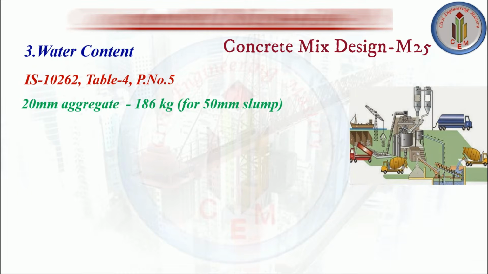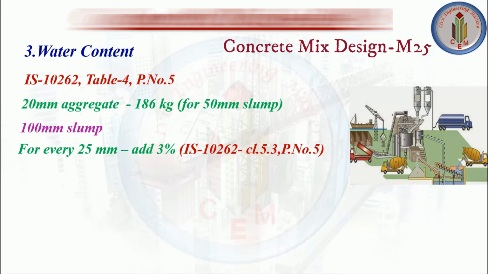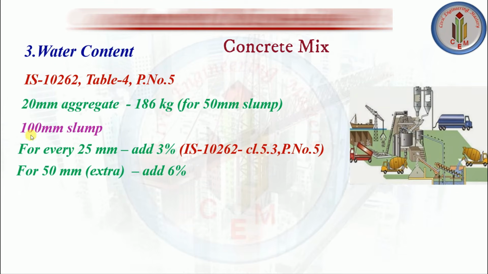For 20 mm aggregate, 186 kg is the water content for 50 mm slump. As we have seen in the beginning, we have 100 mm slump. So for every 25 mm increase, we need to add 3% as per clause number 5.3. So here we have the 100 mm slump, that means 50 mm slump we have extra. Each 25 mm we need to add 3%.